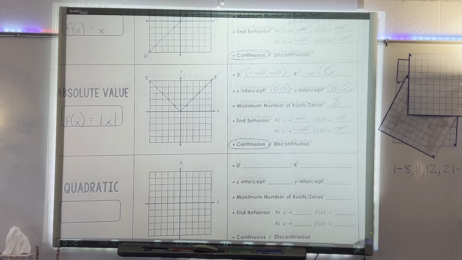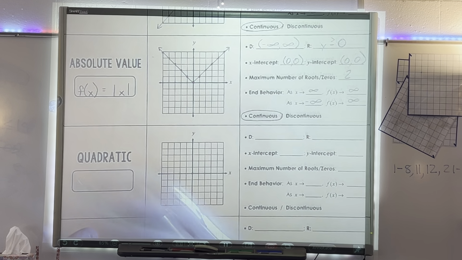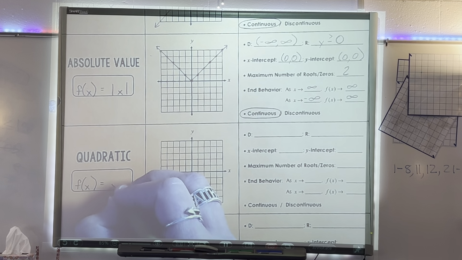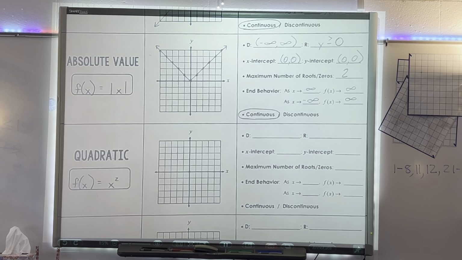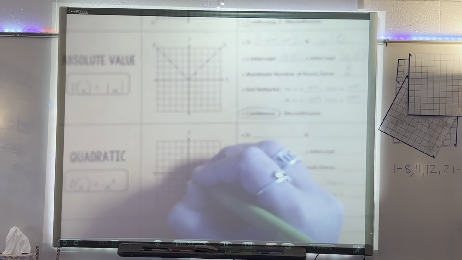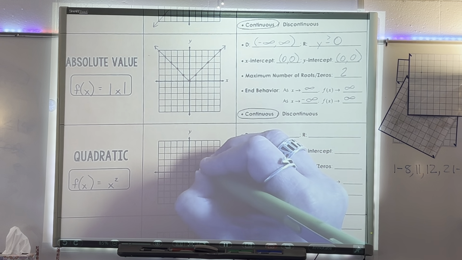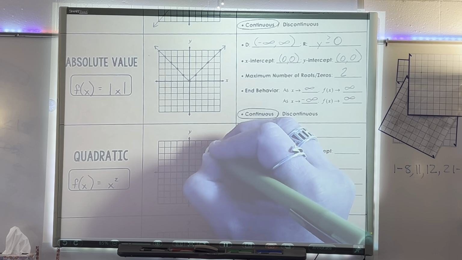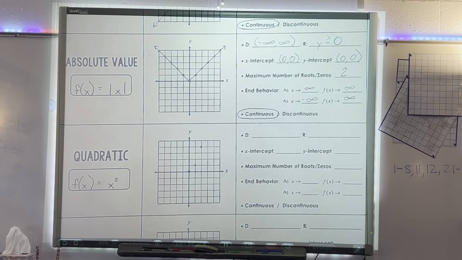Okay. Quadratic parent function, f of x is equal to x squared. So again, if I choose 0, 0 squared, still 0. If I choose 1, 1 squared is 1. If I choose 2, 2 squared is 4, which is up here. If I chose 3, I'd get 9. I'd be off my graph. That's as far as I can go.